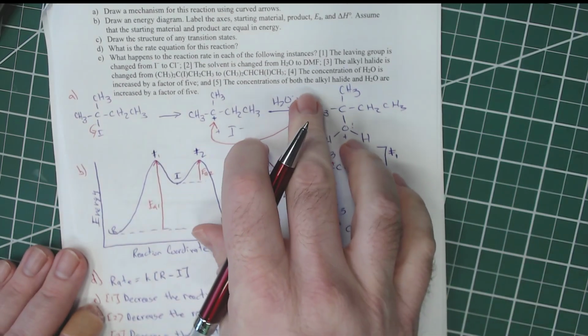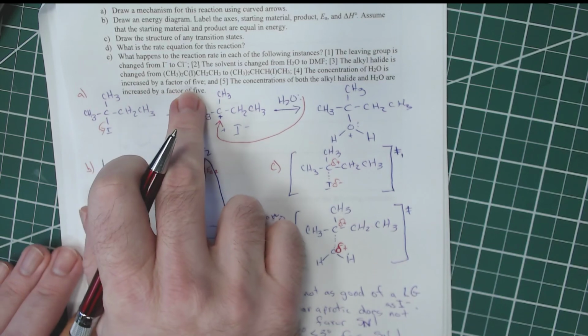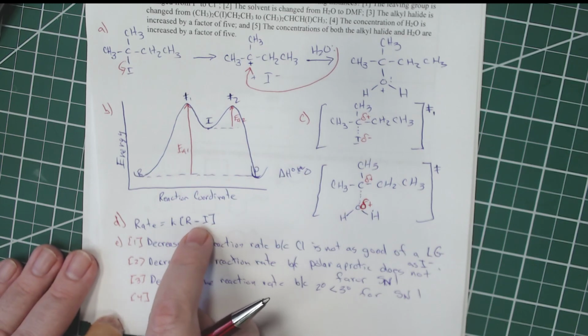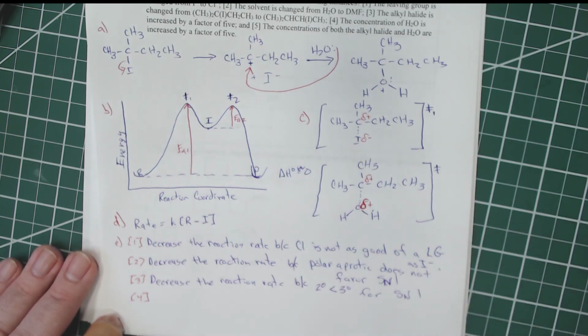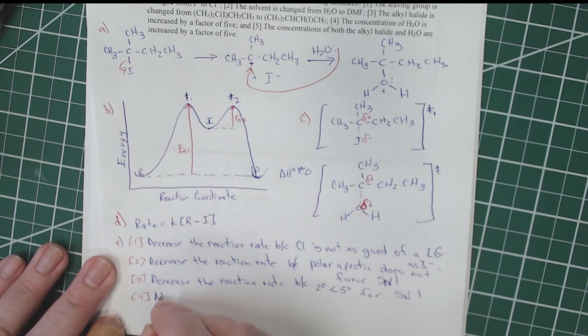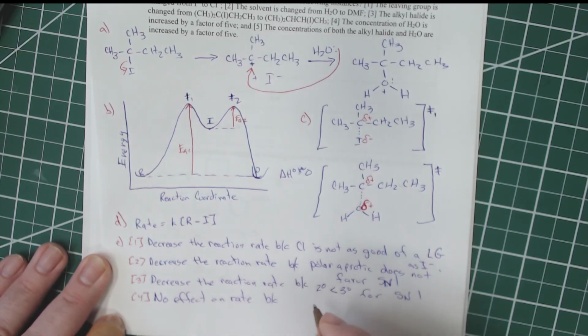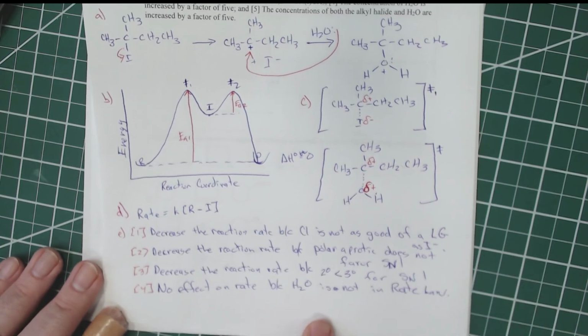All right, our fourth thing here, the concentration of H2O is increased by a factor of 5. Well, if we look at the rate law, since H2O is not in the rate law, we will find this will have no effect. So no effect on rate because H2O is not in the rate law. All right, no effect because H2O is not in the rate law.